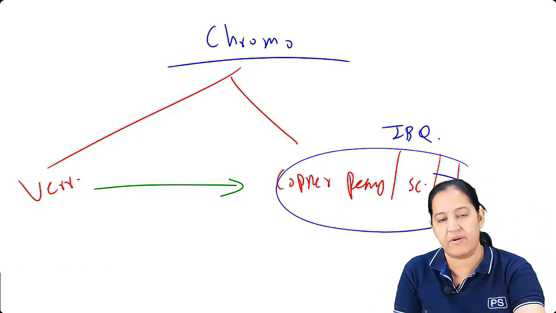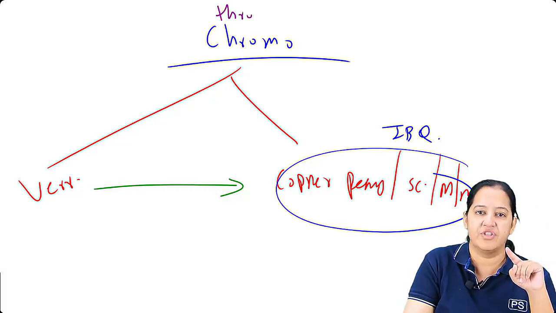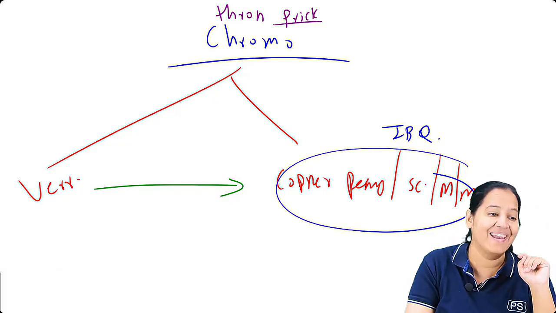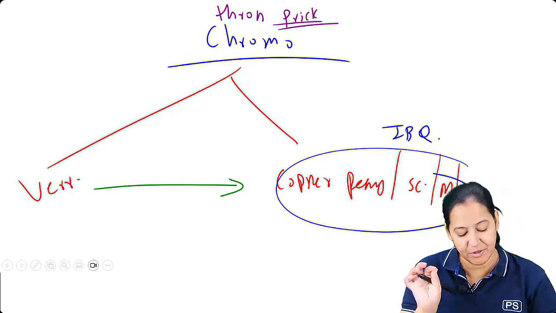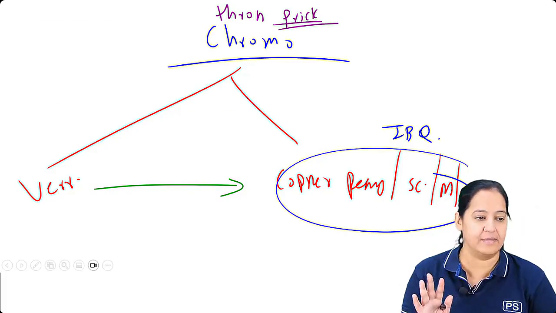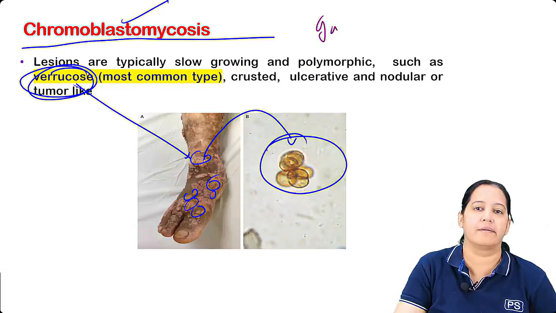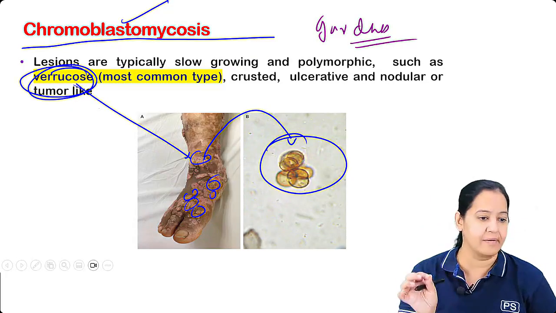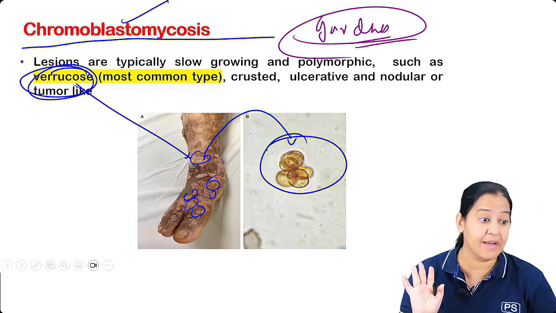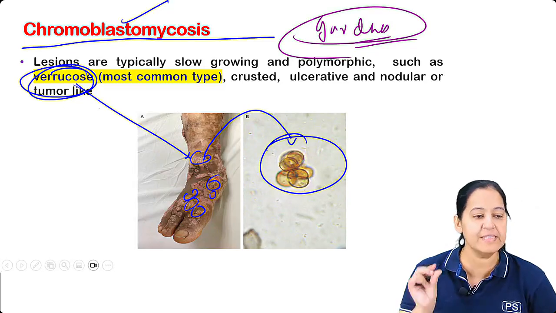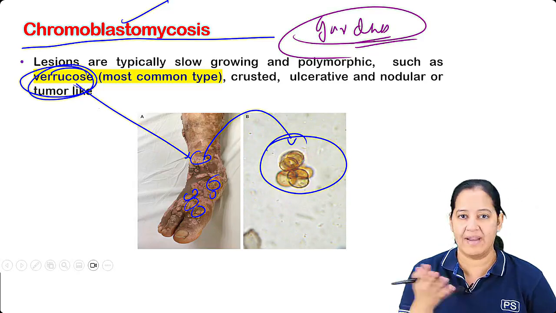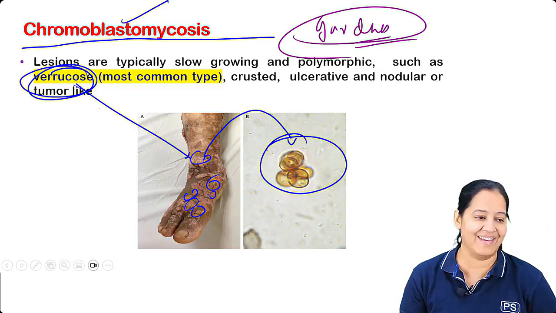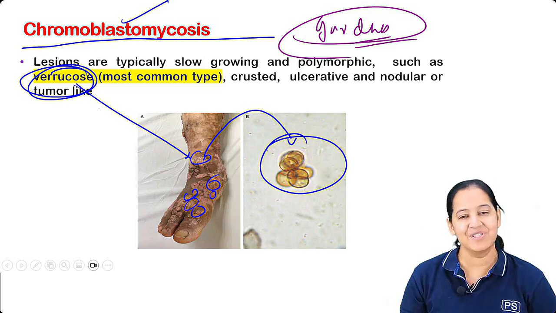And one more thing you can write: it enters the human body by thorn prick. Maybe I didn't write it, so please write it down. Wherever the thorn prick happens, it enters there. It is very common in gardeners, people who do gardening. So you will get a question where a gardener will be a clue. They are talking about some disease which enters via thorn prick. So you can write down anywhere that entry is by thorn prick. Okay, let's move ahead. So we are done with this also.